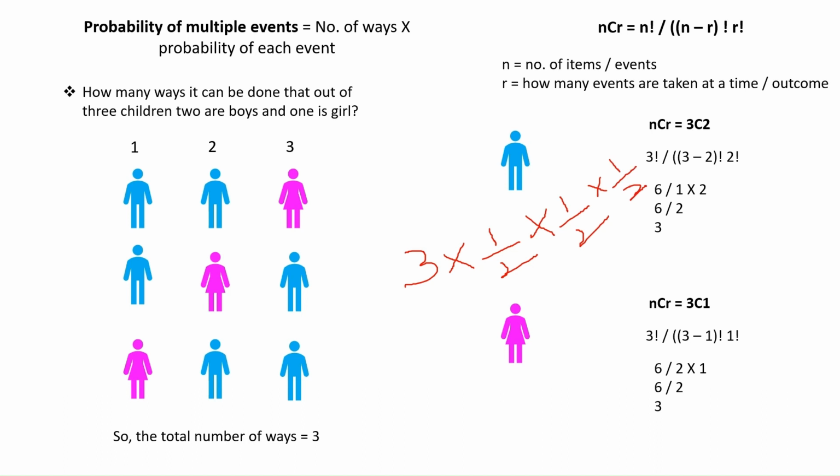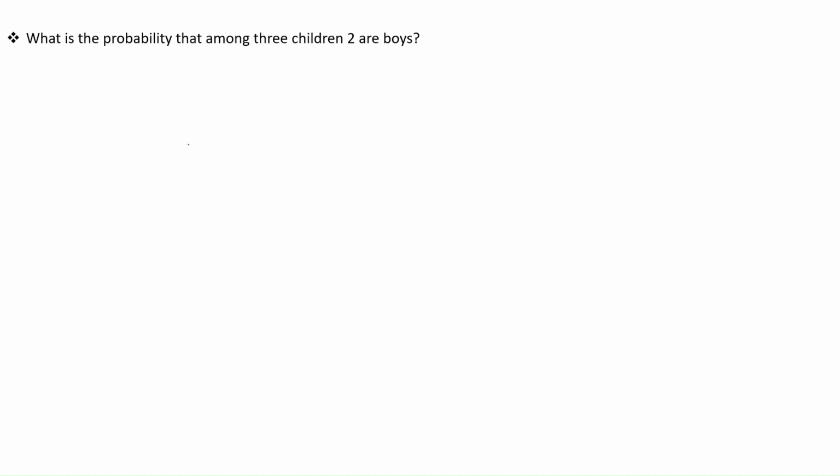Why? Because 2 times boy, half, and 1 time girl, that is also half. So that means 3 divided by 2 into 2, 4, 4 into 2, 8. So it is 3 by 8. So that's how we need to calculate probability for multiple events. For multiple events, first we have to calculate number of ways and then we have to multiply with probability of each event.